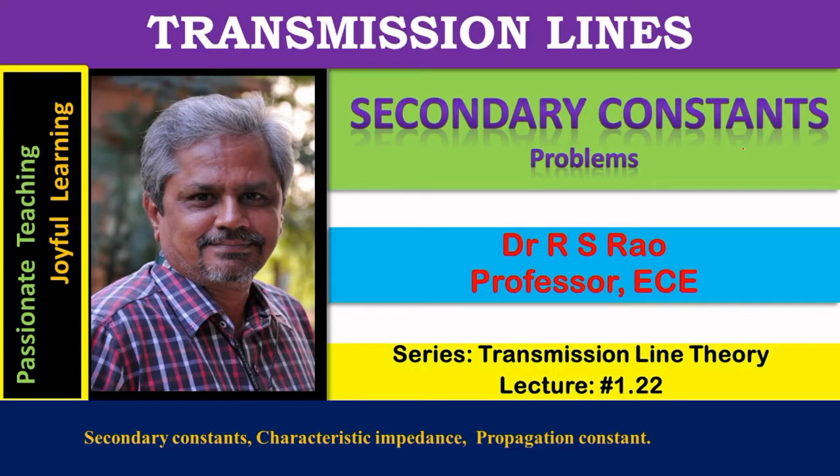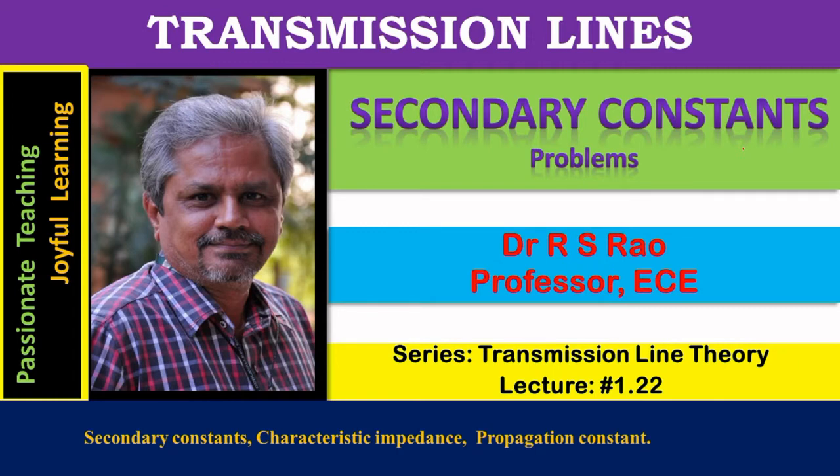Transmission lines, problems on secondary constants, series on transmission line theory, lecture number 1.22. Propagation constant and characteristic impedance. These two are called secondary constants of line. Propagation constant is a complex quantity. It has a real part, called attenuation constant. The imaginary part is called phase shift constant.